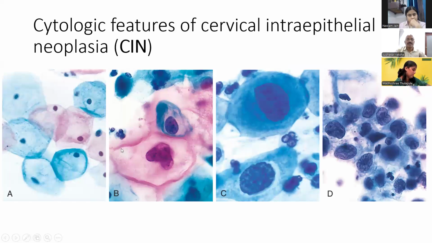So this is what we will see under the microscope. After the pap smears are stained, we will see slides like this. This one is normal. Here you can see some normal cells. These are the normal squamous cells.